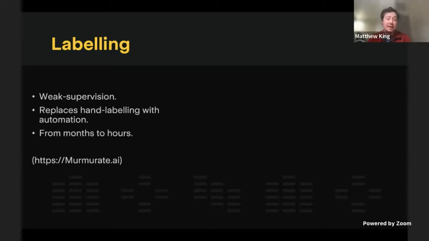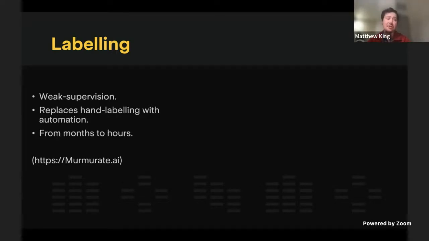So a domain expert will come up with a number of heuristics, these kind of shortcuts or rules of what an IED attack looks like in terms of language. And then we use those to automatically label the data. We then model those labels to understand where they conflict with each other, how much of the data they actually cover. And we then weight them with the final data set in order to create a complete data set that you can train your deep learning or other model on.